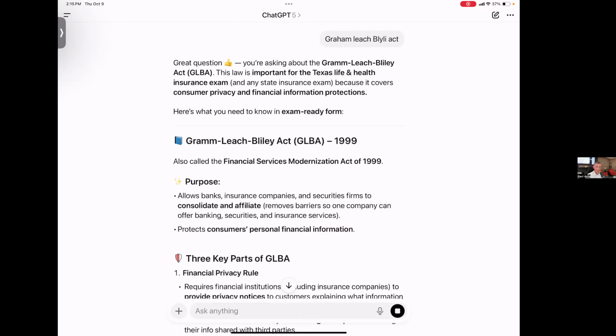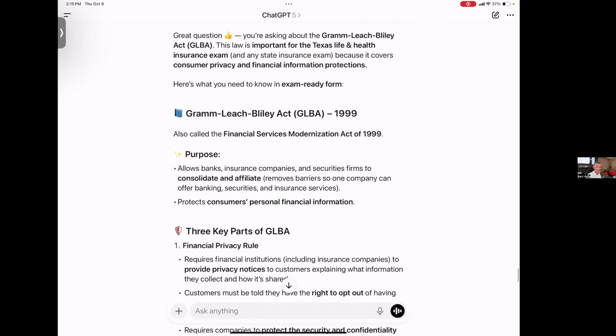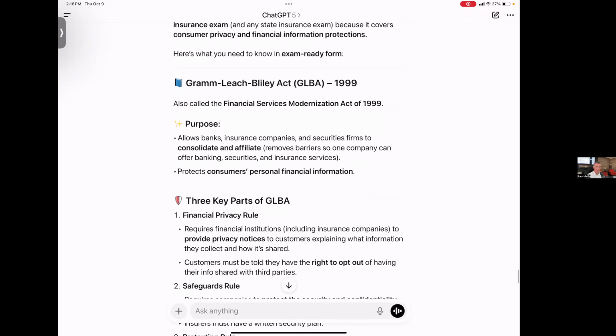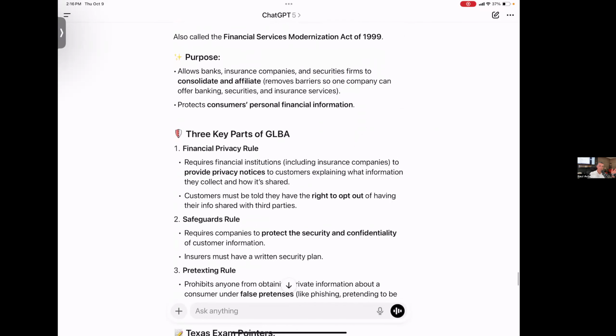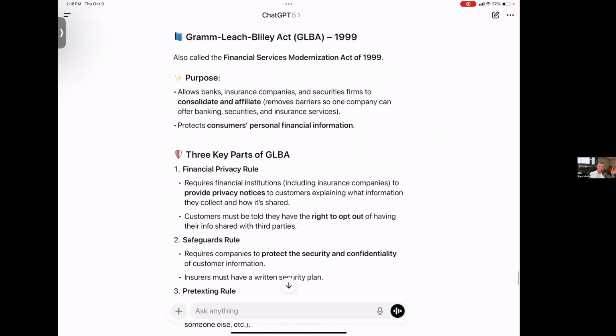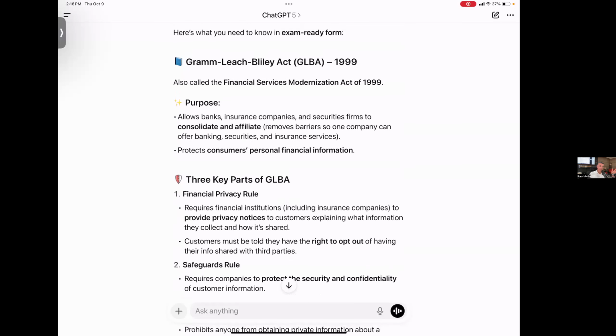All right, Chad. The Gramm-Leach-Bliley Act, the GLBA of 1999, also called the Financial Services Modernization Act of 1999. The purpose is that it allows banks, insurance companies, and securities firms to consolidate and affiliate, removing barriers so one company can offer banking, securities, or insurance services. It protects consumers' financial information. That's the one right there.